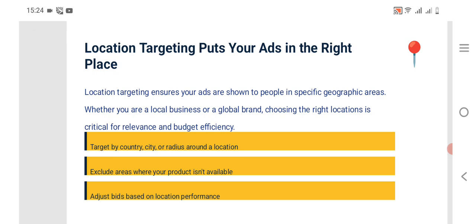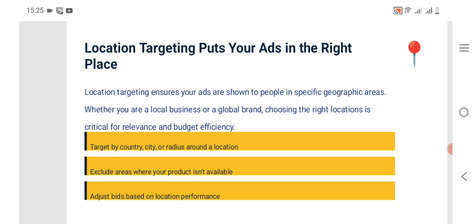Location targeting: put your ad in the right place. This is the kind of targeting where you can target by country, by city, or by radius around a location. Location targeting ensures your ads are shown to people in specific geographic areas, whether you are a local business or a global brand. For example, you are selling shoes and you can't sell to people in Kano. If you pick the whole of Nigeria, don't be surprised if someone from Kaduna messages you that they are interested in what you are selling.